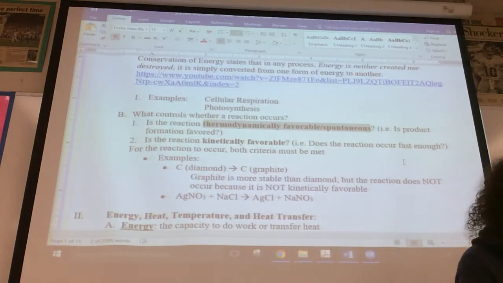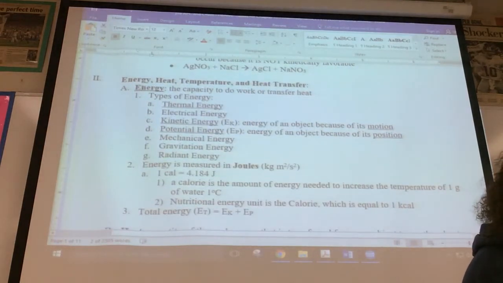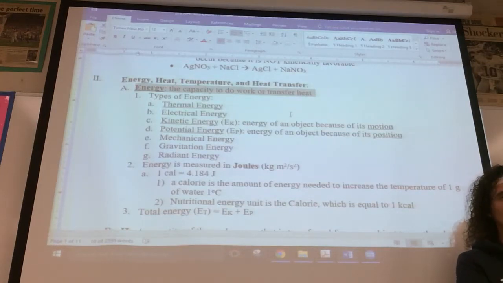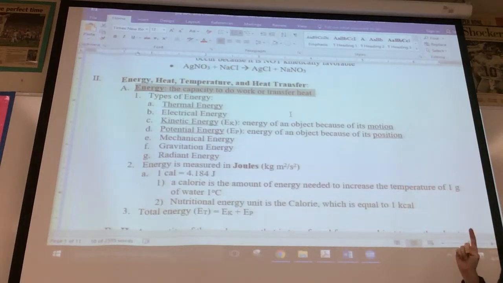There are some basic terms that we want to define: energy, heat, temperature, and heat transfer. Energy, very simply, is the capacity to do work or transfer heat. Heat is transferred from a warm object to a cold object, and we'll talk about that. There are many different types of energy listed there. Thermal energy deals with heat energy, for example, from the sun. Kinetic energy deals with motion, and we'll take a look at that. Potential energy is the energy stored, is the energy that, I can't get that word out.